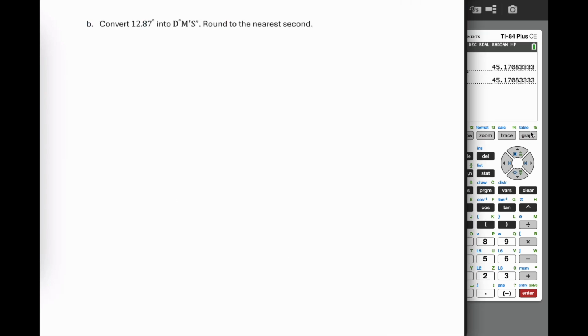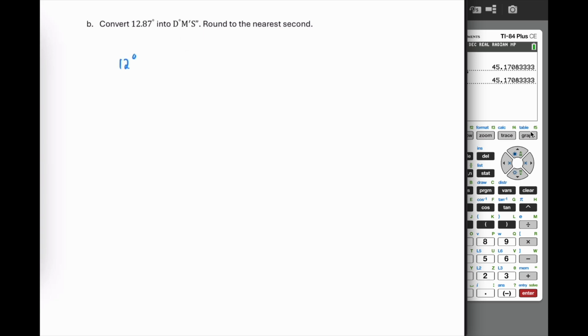Let's do one more example, but this time in the opposite direction. We want to convert from decimal degree notation to degree, minute, second notation. But really, all we're needing to convert is the fraction of a degree. We know how many whole degrees there are. There are 12 whole degrees. But what we need to know is how many minutes and seconds this fraction of a degree converts into.